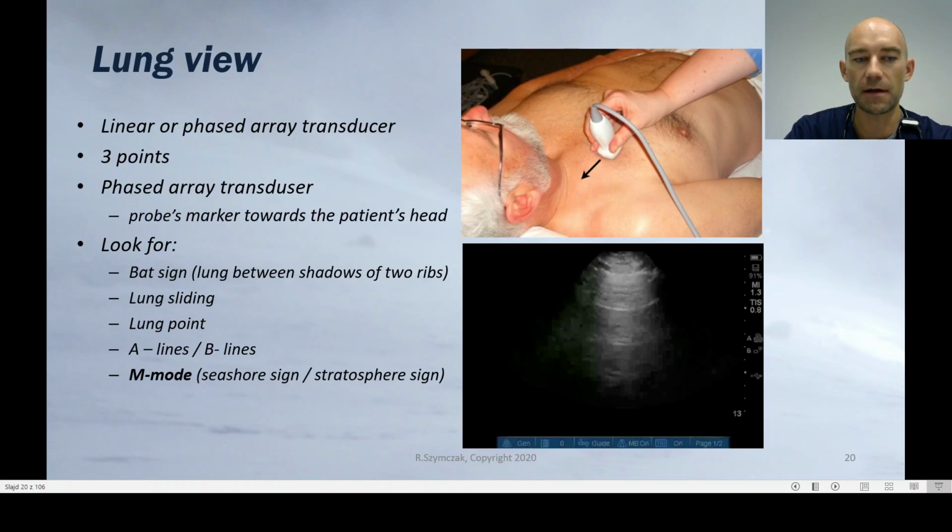I look for the lung sliding, which is the proof that the lung moves and that there is no pneumothorax. I look for the lung point. If I suspect pneumothorax, I search for the A lines or B lines, and I use the M mode to check for the signs of pneumothorax. So those are the 5 things to look for when you perform the lung views using the ultrasound.